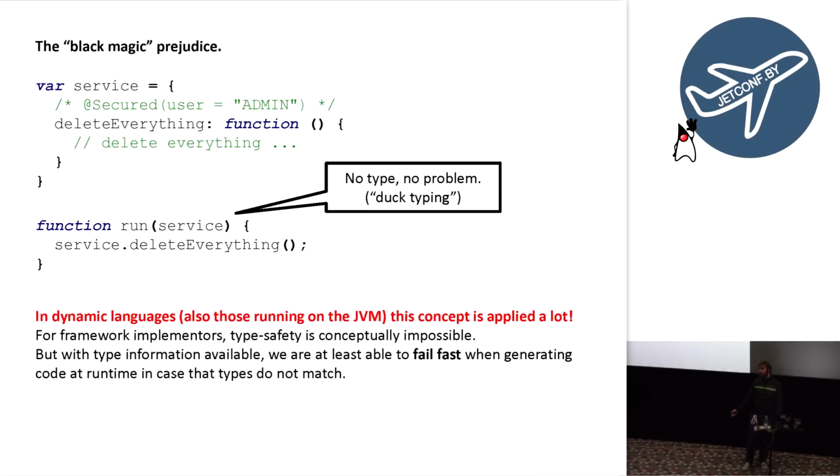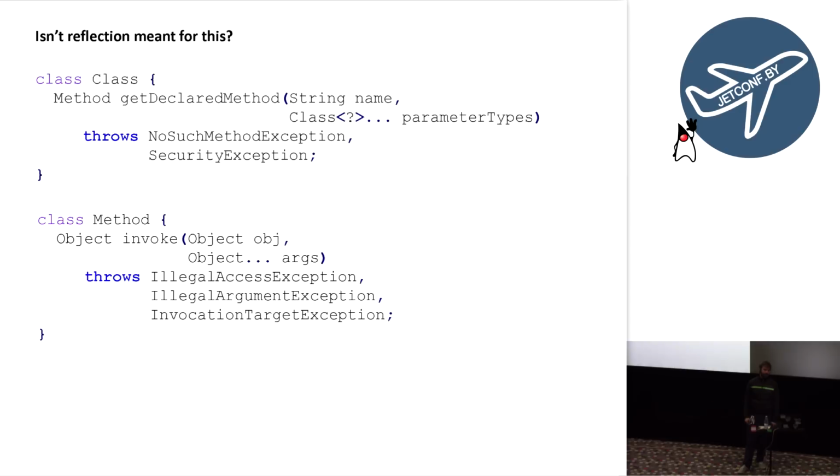But with JVM instrumentation, you can get the best of both languages, right? You can have static typing, which is really helpful most of the time, and you can opt out of static typing once you need to, if you want to work with user code that you don't know at compile time. Okay. And you can argue, isn't reflection what that is for?